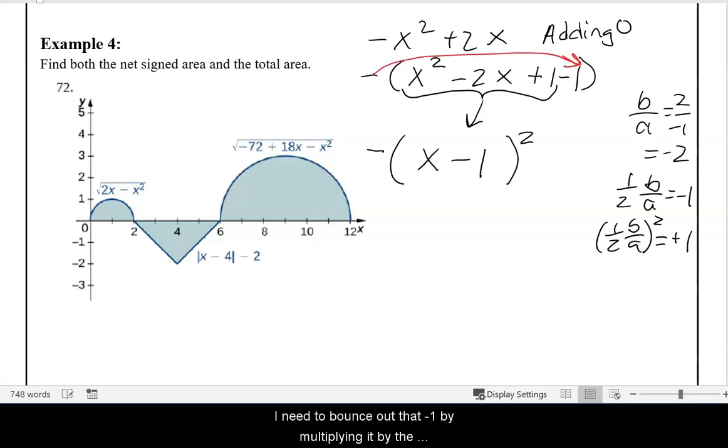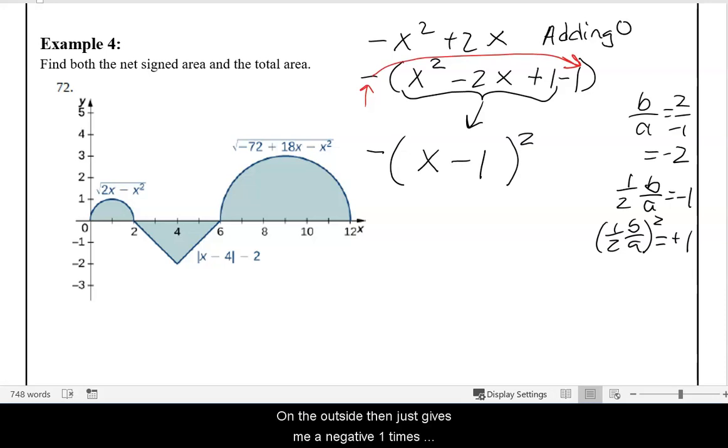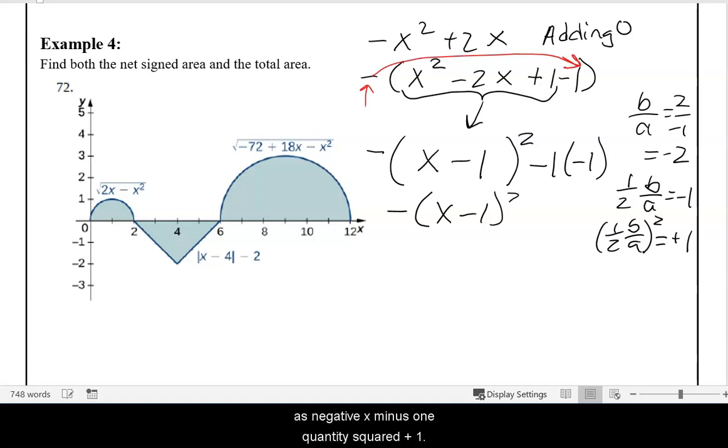I need to bounce out that negative 1 by multiplying it by the leading coefficient, which is also negative 1. On the outside, this gives me a negative 1 times the negative 1 on the inside, which lets me rewrite it as negative quantity x minus 1 squared plus 1. If you want to turn it around again, you certainly can. This is going to be the equation for a semicircle.